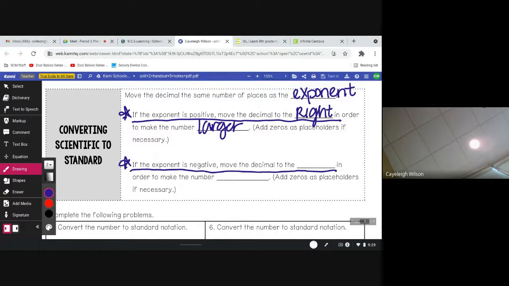If the exponent is negative, then you're going to move the decimal to the left in order to make the number smaller. So both parts that are underlined should be in your notes. Those are the most important things right here.